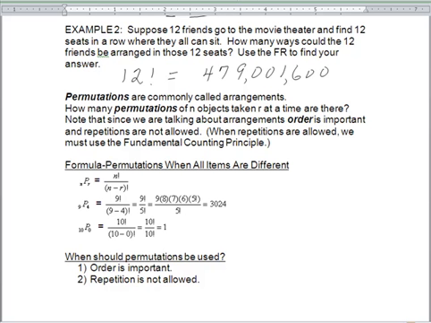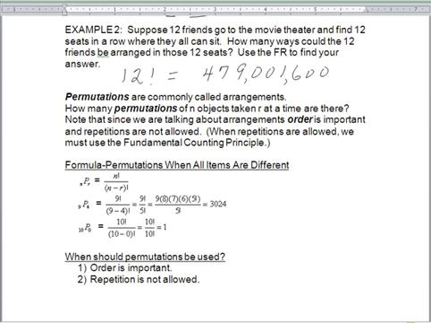We are continuing to talk about counting methods, and in this recording we're going to start with permutations. Permutations are commonly called arrangements. So when you're asked how many permutations of n objects taken r at a time there are, what they're asking for is the number of arrangements of those n objects when you select simply r of them and arrange them. So notice that order is important in the case of a permutation.